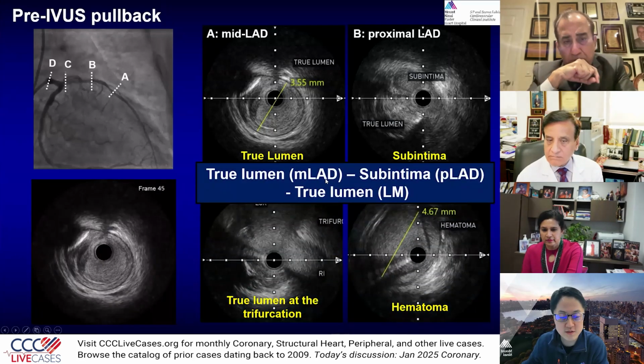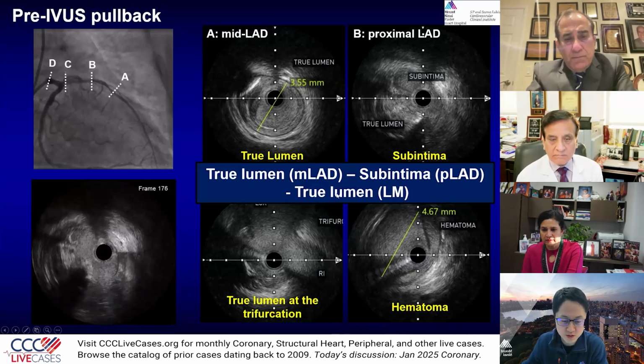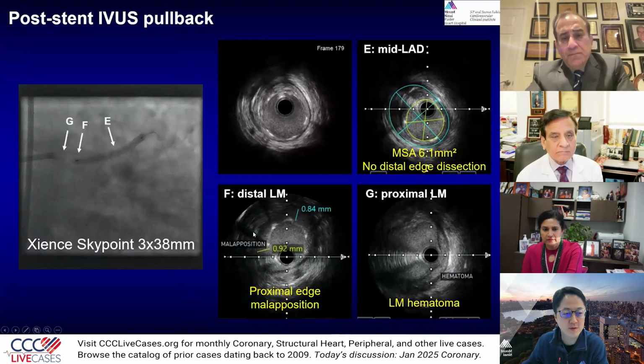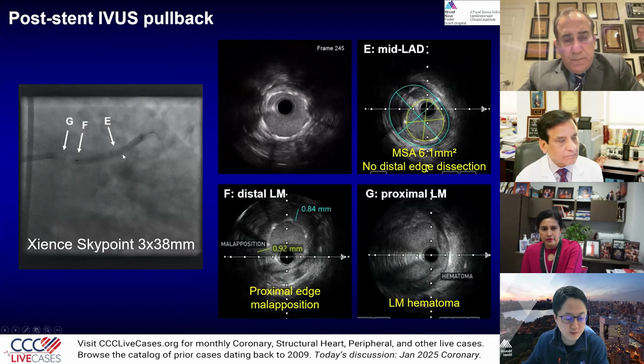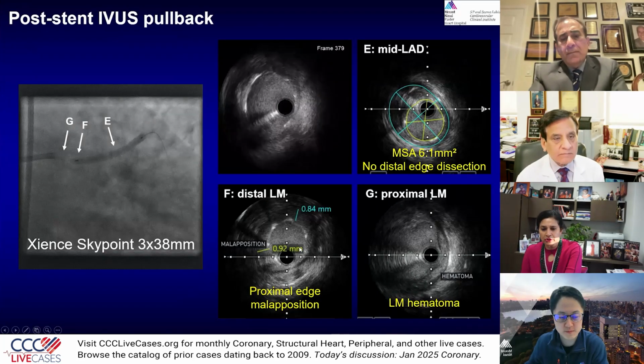So in summary, the IVUS catheter went from true lumen, to subintimal, and back to true lumen, which we found from the initial IVUS run. Then we did the balloon and stent, and this is the post-stent IVUS pullback.